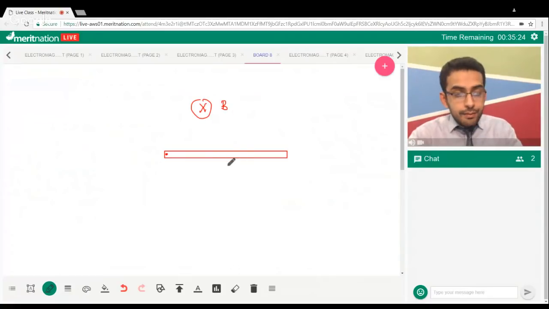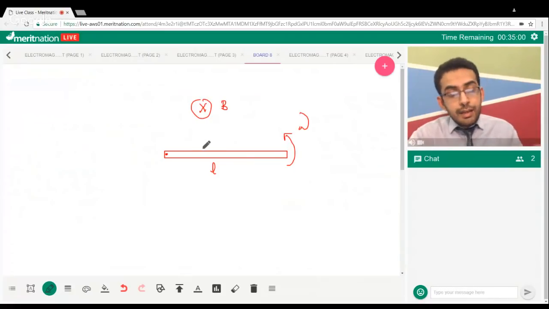Okay, let us say that the length of this conductor is small l, and assume that its angular velocity is omega. So how to find the EMF induced in such a conductor?